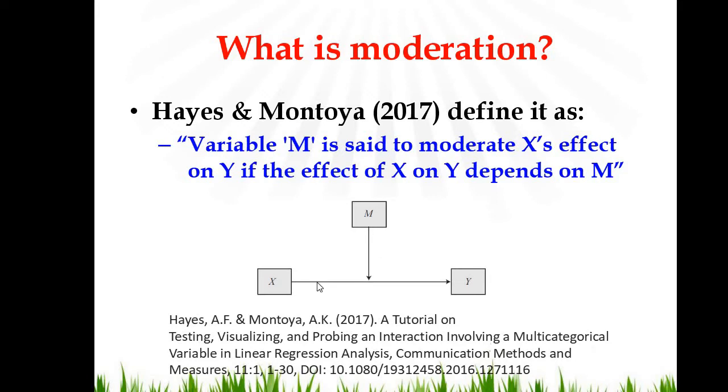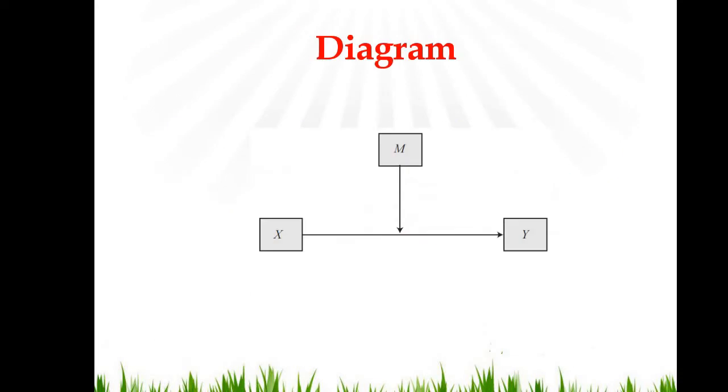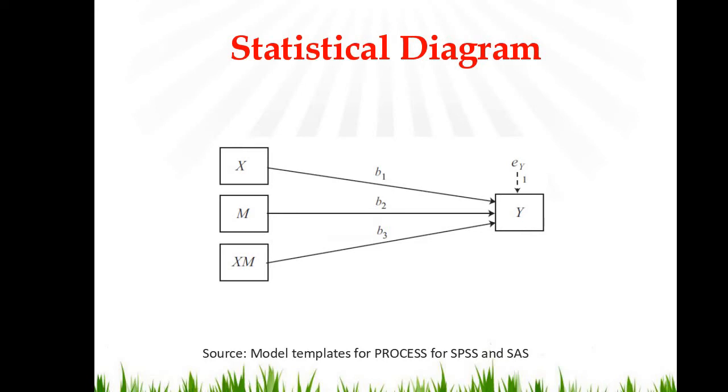M can increase the effect of X on Y. X is the predictor, Y is the outcome variable. Or it can decrease the effect of X on Y, or it can even reverse the effect of X on Y. So three situations can be there. So let's present this diagram as a statistical diagram, as presented in the model templates.